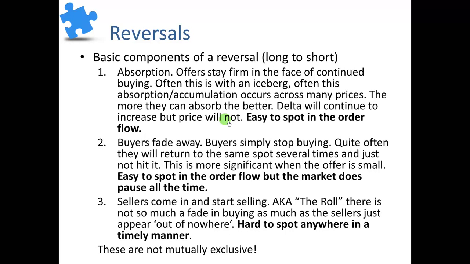Okay, so that's absorption. The second element that we may see in a reversal is buyers fading away. So this is where we get to a price and just nobody wants to trade that price. Okay, sometimes that's a gradual change. So we might get 1,000 buy market orders, it ticks up. Then 600, it ticks up. Then 300, it ticks up. Then we get to the next price, 50 trade, and we're done. Other times, you're going to have regular trading at one price, and then you tick up to another price, and there is just nobody that wants to trade it.